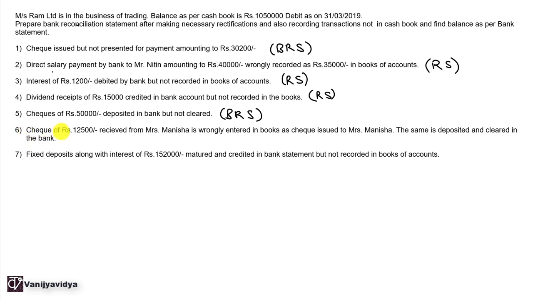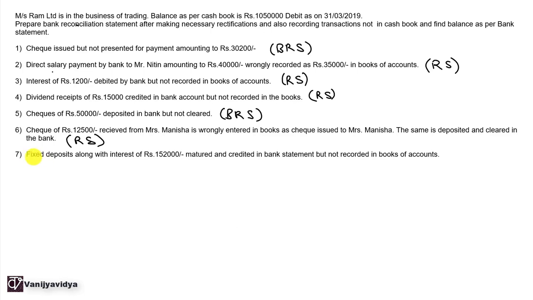6. Check of rupees 12,500 received from Mrs. Manisha is wrongly entered in the books as check issued to Mrs. Manisha. The same is deposited and cleared in the bank. So there was some check of rupees 12,500 which was received from Mrs. Manisha, but in the cash book it was wrongly recorded as check issued to Manisha. So this has to be rectified and it will be a part of your rectification statement.